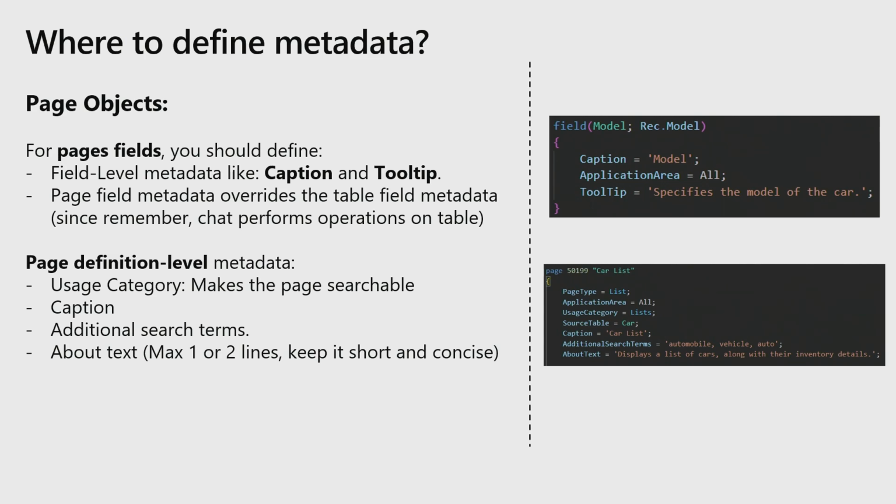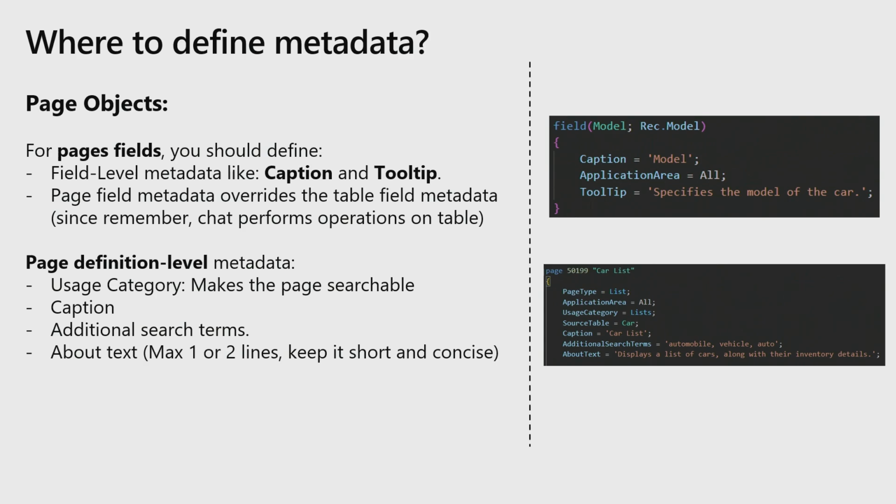On the pages, you have, again, the same field level metadata. You specify captions and tooltips. At the same time, something to remember is if your table does not have a tooltip or a caption, you can still specify it on the page because the page metadata overrides the metadata that is in the underlying source table.